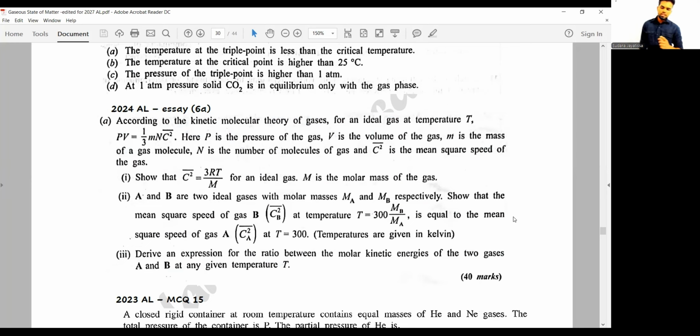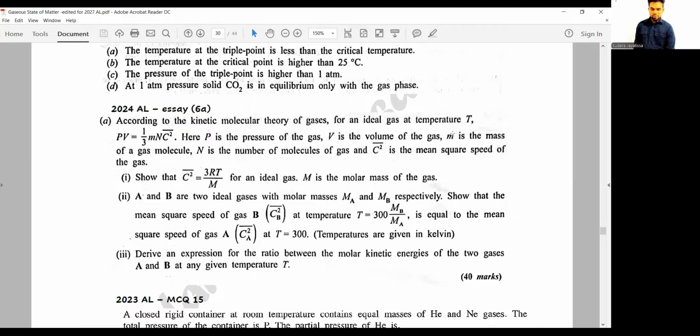According to the kinetic molecular theory of gases, for an ideal gas at temperature T, there is an equation PV equal 1/3 mN c square bar. We call this the kinetic molecular equation. Here P is the pressure of the gas and V is the volume of the gas. Small m is the mass of a gas particle.